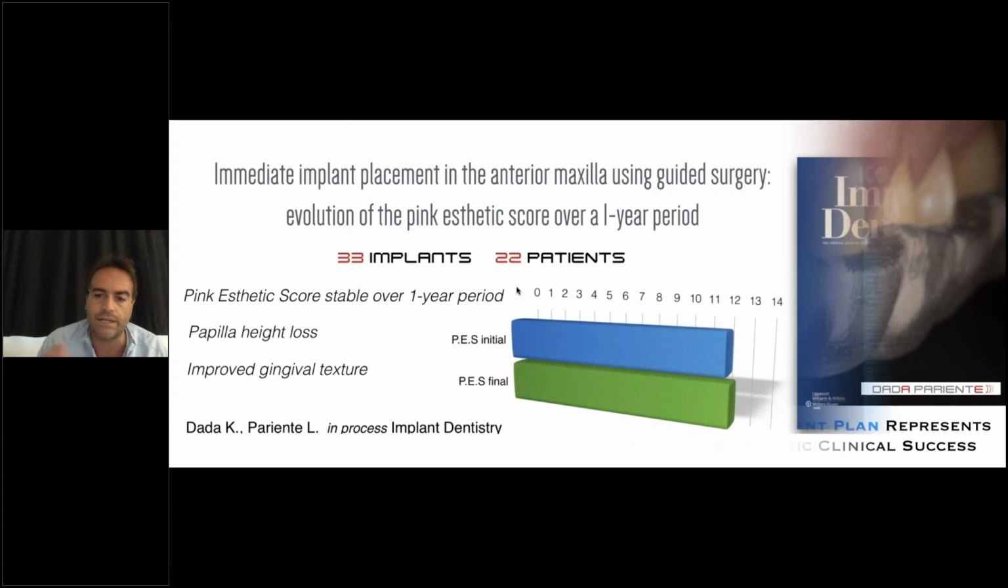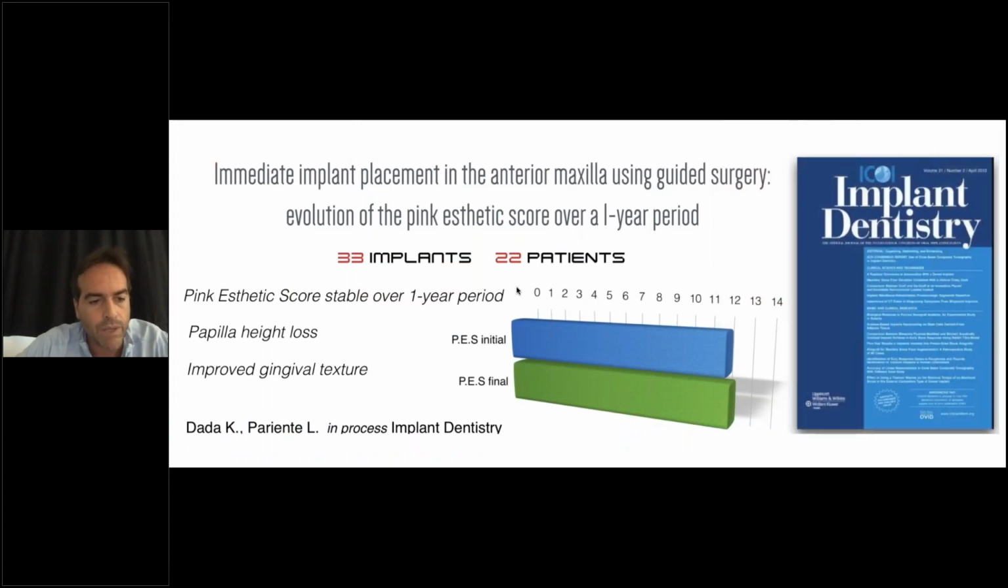This is what we have to understand, and this is a nice article that Léon Pariente and Karim Dada from France are working on. It is basically telling us that the pink aesthetic score, which is a great aesthetic evaluation at the day of the implant insertion and 1 year after, doesn't change if you are utilizing guided surgery. So the pink aesthetic, which is basically the number one requirement of a successful implant restoration, is not changing if we are placing our implant properly.